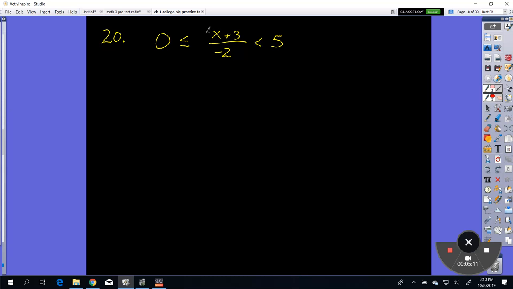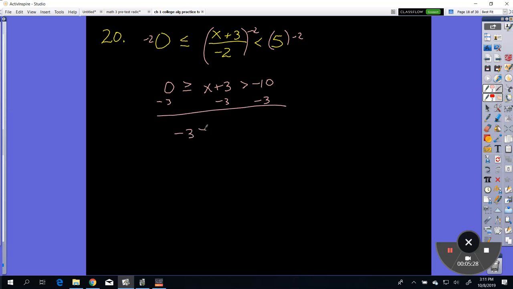Number 20, I'm going to multiply everything by -2. So realize when I multiply by -2, my inequality is going to switch because you multiply by a negative. So then I minus 3, minus 3, minus 3. So -3 is greater than or equal to x, which is greater than or equal to -13.